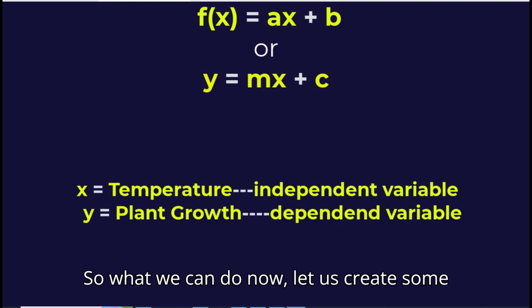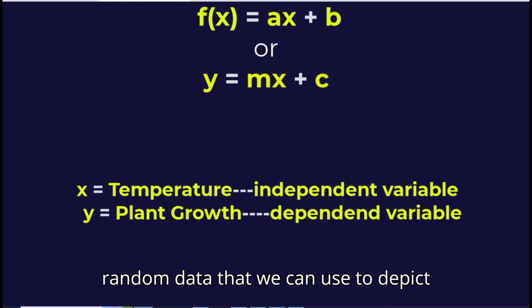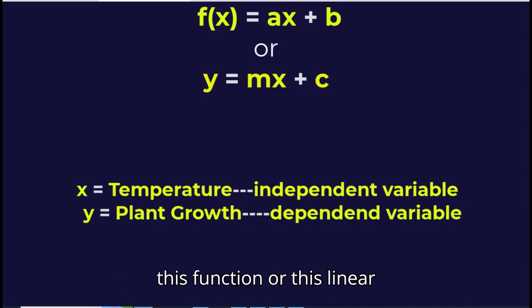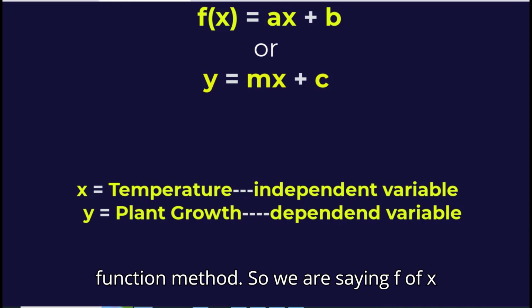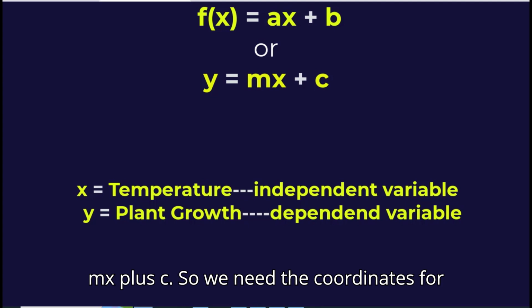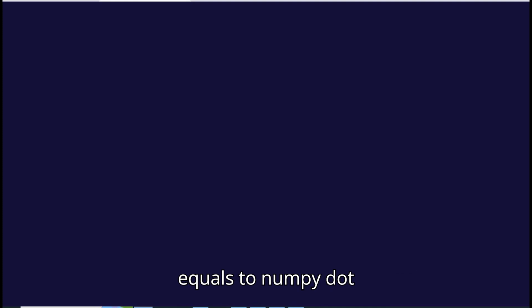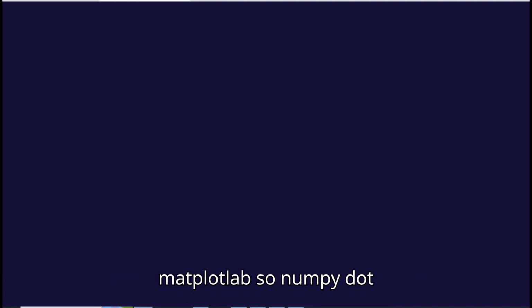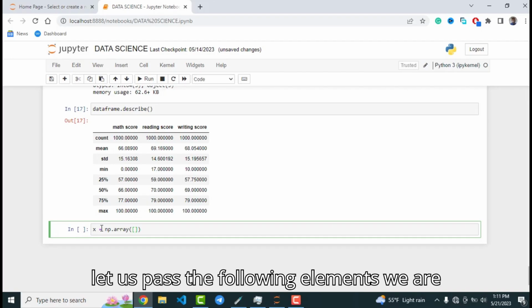So what we can do now is create some random data that we can use to depict this linear function. We are saying f of x is equal to ax plus b, or y is equal to mx plus c. We need the coordinates for x and y, where x is our independent variable. Let us say x is equal to numpy dot array. We have already imported numpy and Matplotlib.